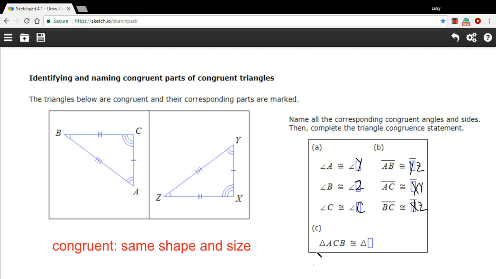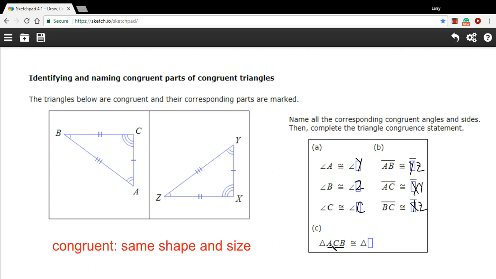And then finally down here it says triangle ACB is congruent to triangle. And you have to be careful here. You do not want to just put these letters in any old order. The order of these letters will show how the triangle is congruent.